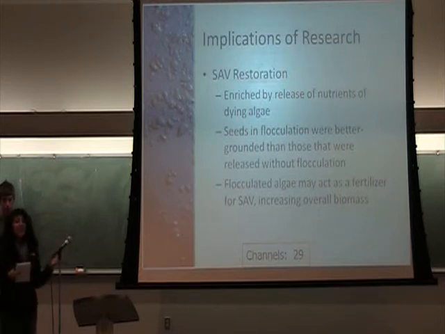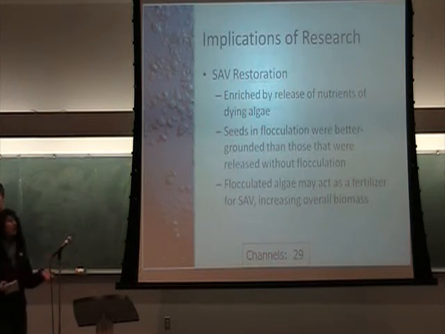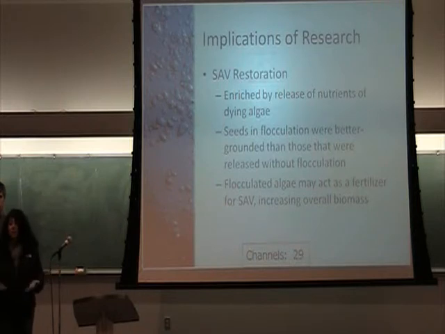Second, with SAV restoration, SAV restoration was enriched by the release of nutrients from dying algae. Seeds in the flocculation were better grounded than those that were released without flocculation. And flocculated algae may act as a fertilizer for SAV, increasing overall biomass.